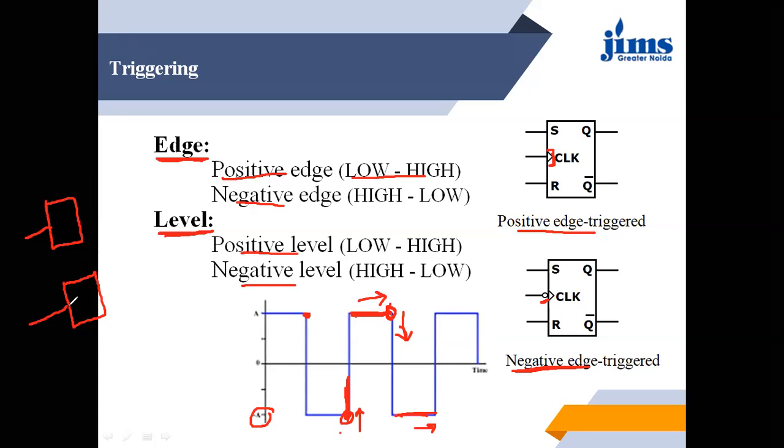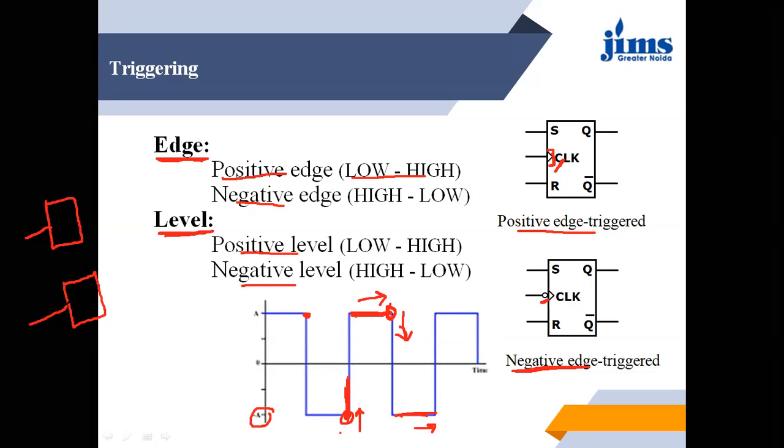So this is the representation of the triggering, showing which triggering it is. This is edge triggering or this is level triggering, and if this is edge triggering, then it is positive edge triggering or negative edge triggering. In the case of level also, it represents whether this is positive level triggering or negative level triggering.